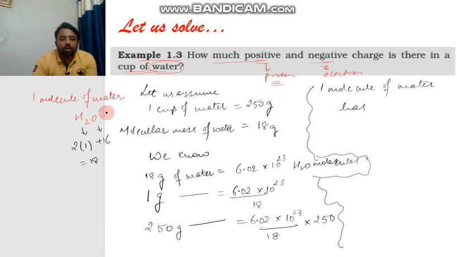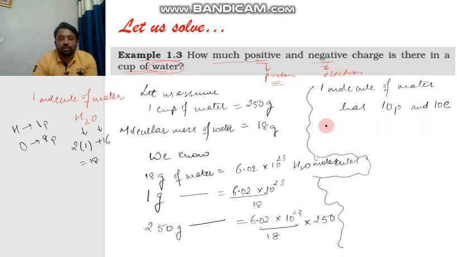So 2 hydrogen will have 1 proton each, since the atomic number of hydrogen is 1, and the atomic number of oxygen is 8, so it will have 8 protons. Since we have 2 hydrogens, we'll have 2 protons, and then we have 1 oxygen, which has 8 protons. So 1 molecule of water will have 10 protons and 10 electrons. So 1 molecule will have this much amount of proton and electron.